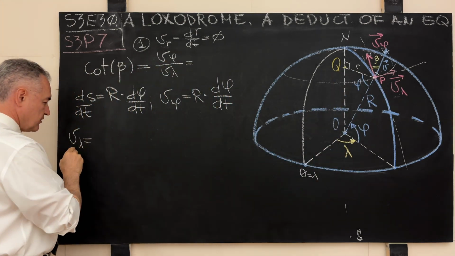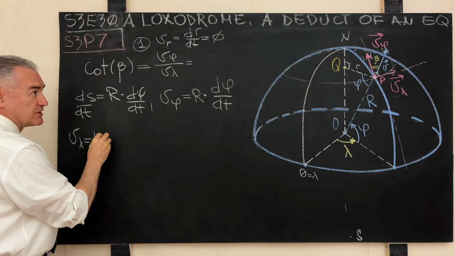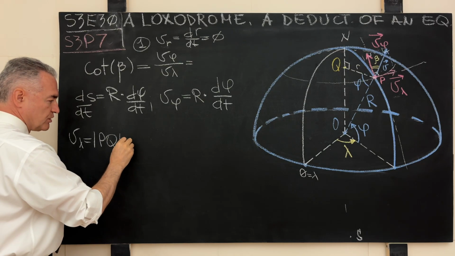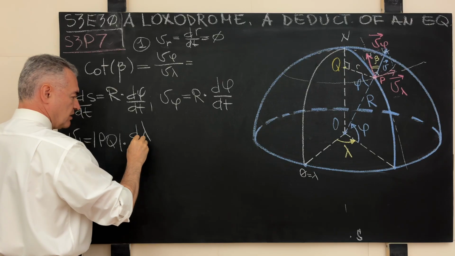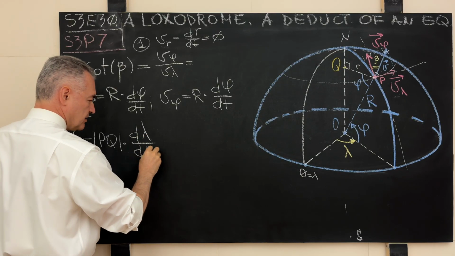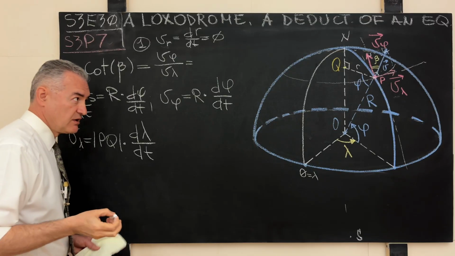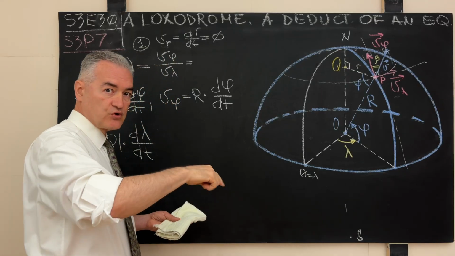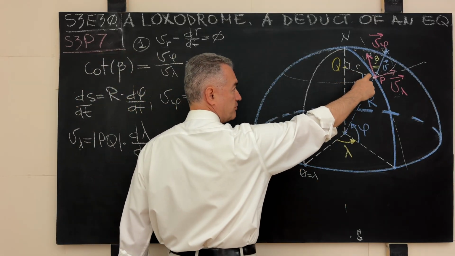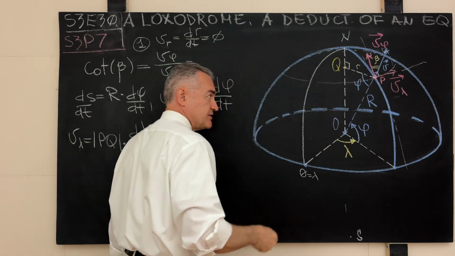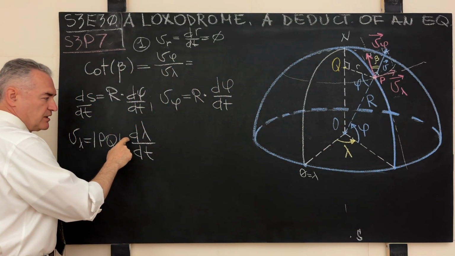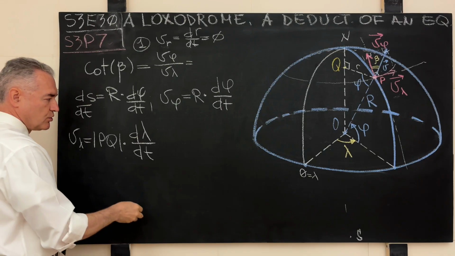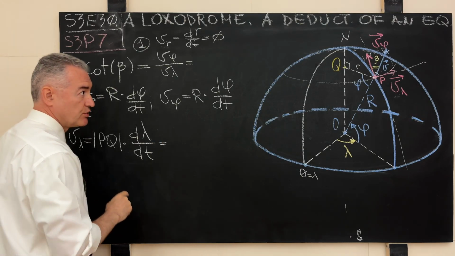So there you go. The longitudinal velocity of our point will be the distance PQ, this distance evidently will change, times d lambda dt. Again, this is nothing too complicated. This is the good old middle school motion over a circle of a given radius, the distance PQ. Then this is the angular velocity, the angle over dt, the angle we call longitude, lambda. So there you go.